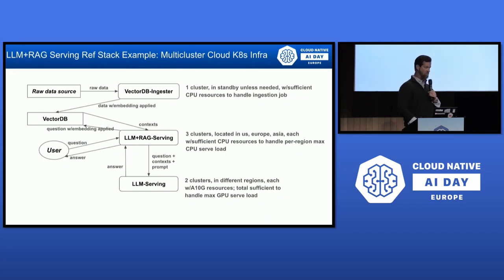We talked a little bit before about the availability needs for some of these different components. We are specifying one cluster for the vector database, 3 clusters across 3 regions for the LLM and RAG serving components to facilitate higher availability, and 2 clusters for the LLM serving component, also to bridge the gap of having decently high availability without spending too much money.